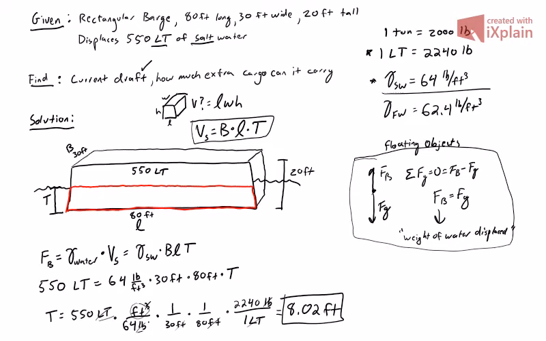So the next part is asking us how much extra cargo can the barge carry before it sinks, right? So if we look at our barge, we can see that it's already got an 8-foot draft. So that means there's 12 feet of it that's still above water. As we add extra boxes to our barge, it's going to sink more. You all know this. You have all seen something like this happen in real life. So it's going to start sinking and going down, which is what we want.